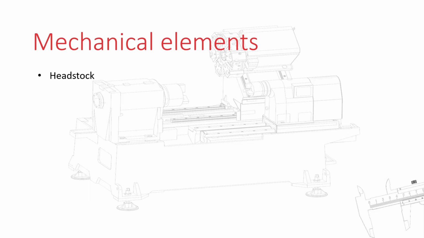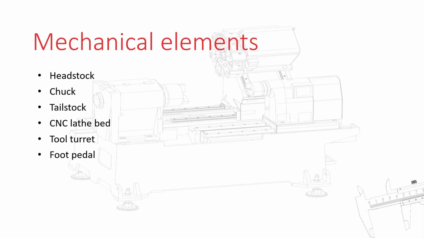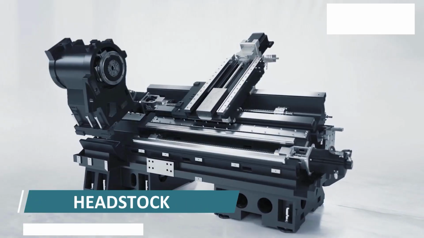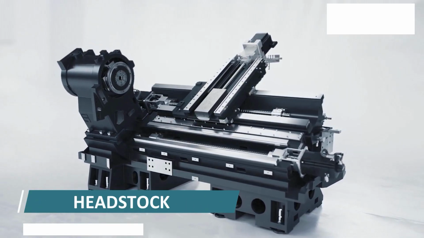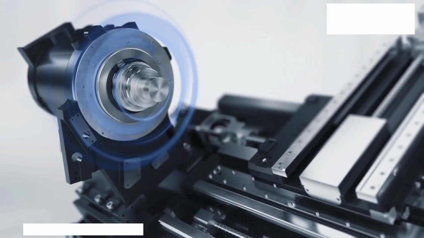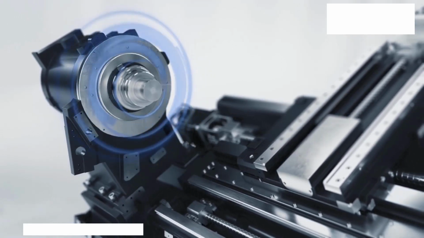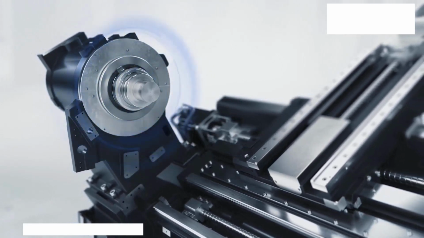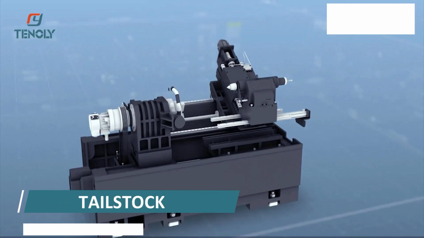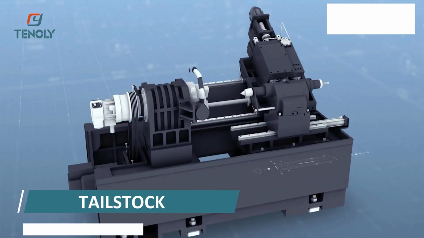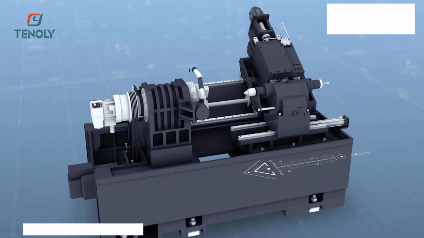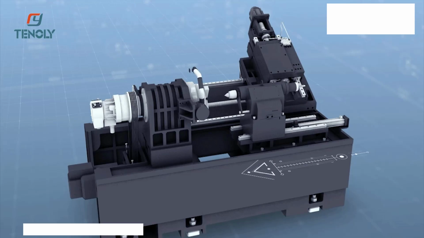They are headstock, chuck, tailstock, CNC lathe bed, tool turret, foot pedals. Headstock. The headstock of a CNC lathe machine has the main motor of the CNC lathe machine, which drives the main spindle. Chuck is mounted on this main spindle, which holds the workpiece and rotates it. Tailstock. The tailstock is mostly used to give an extra gripping force for component machining. For long components machining, they provide an extra force on the other end, so the machining process can complete smoothly.